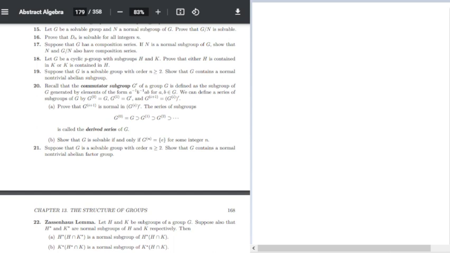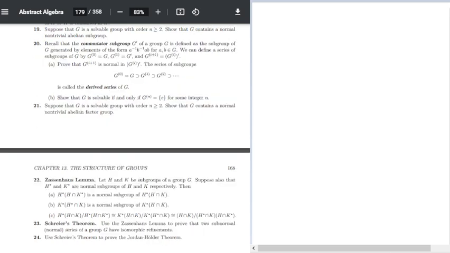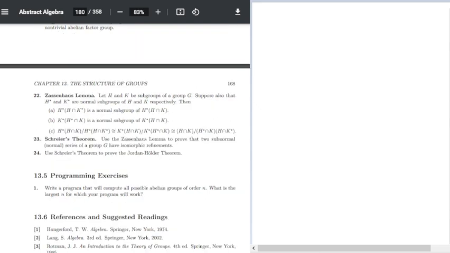Alright, the commutator subgroup, we would find a series of groups G_0, G_1 equals G prime, G_i prime equals G_{i+1}. This is called the derived series of G. Only if G^n is equal to E for some integer n. So show that you can find a non-trivial abelian factor group.